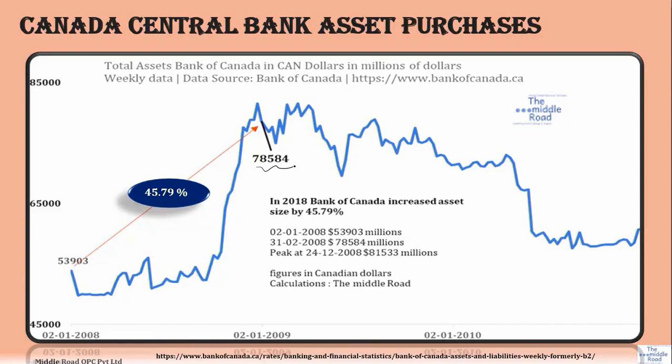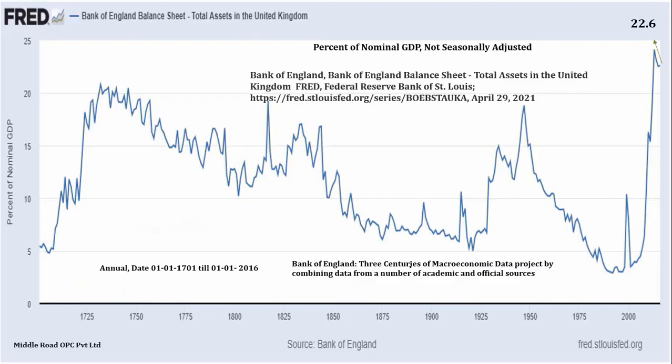And I looked at the graph and I looked at the peak. The peak was on 24/12/2008, at about $81.53 billion. This part is in Canadian dollars. It's mentioned here. And if you see how the balance sheet had come up, and then over a period of time as the economy grew, the balance sheet was cut down. So this gives you a very good idea of how the balance sheets move over a period of time.